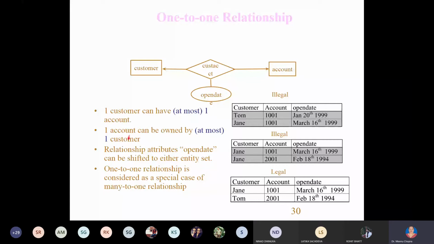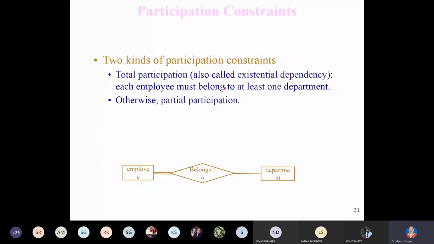So these are the few things. Similarly, participation. Total participation is given by a double line, whereas partial participation is given by a single line. So this is called partial participation, and this is known as total participation. Total means each employee must belong to at least one department. You cannot have an employee without a department. So the employee must have total participation in the department.